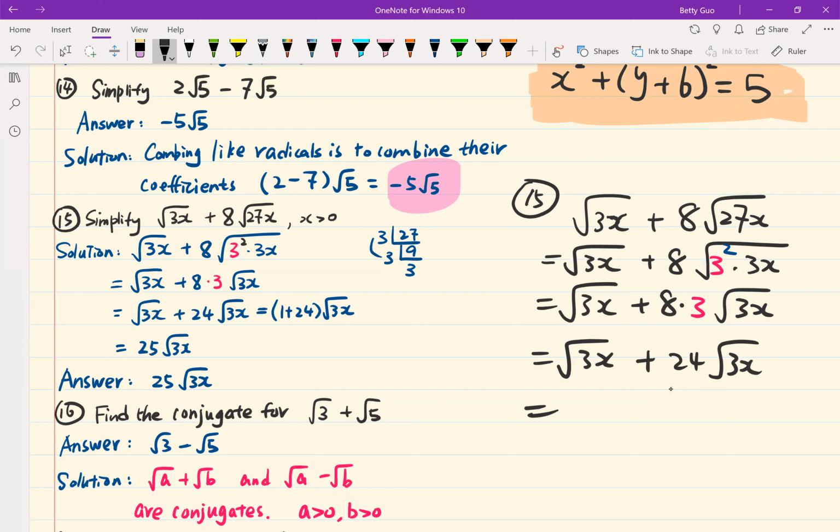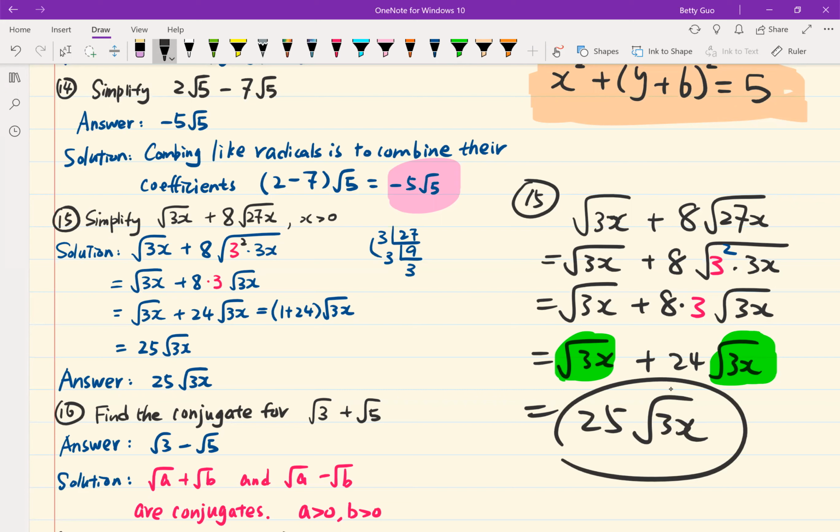And then we can combine them. You see, we have 1 square root of 3x here. We have 24 square root of 3x here. Combine their coefficients, 1 plus 24, 25. That's the final result. Okay, questions?